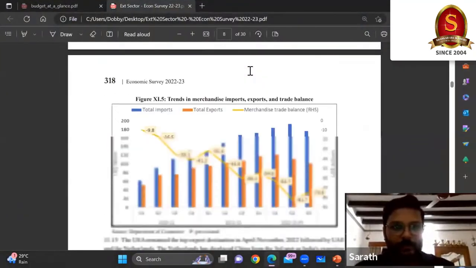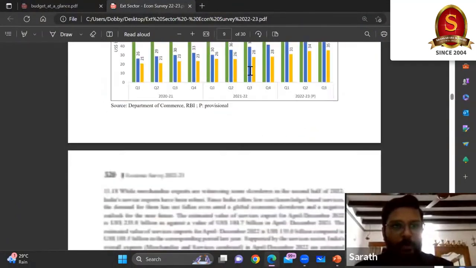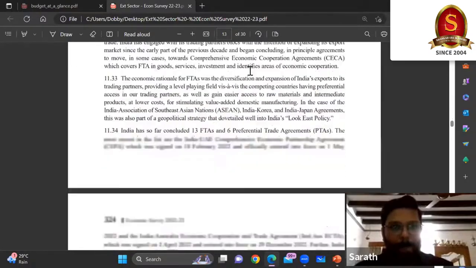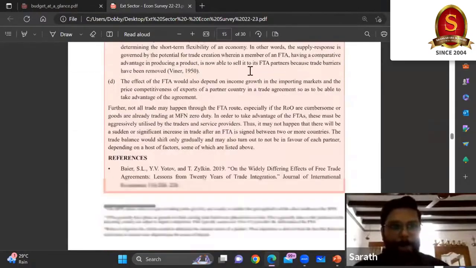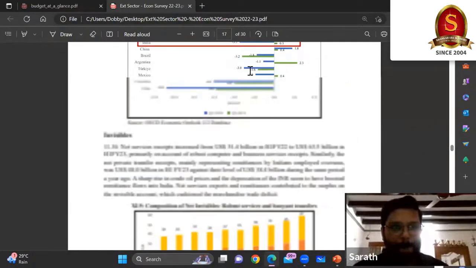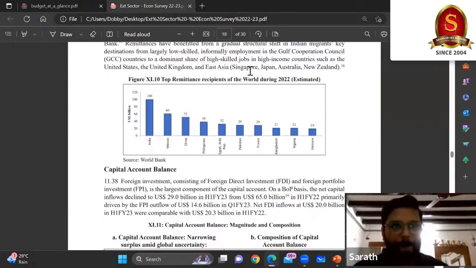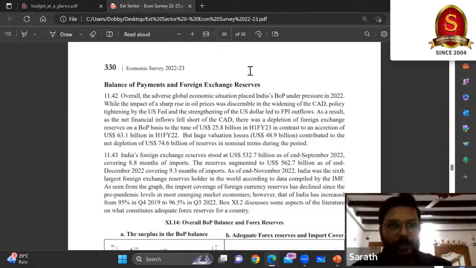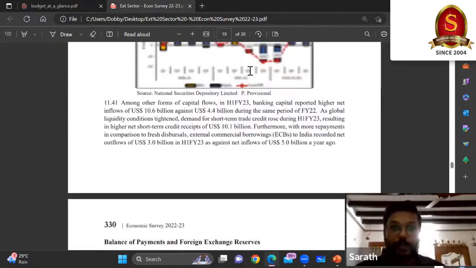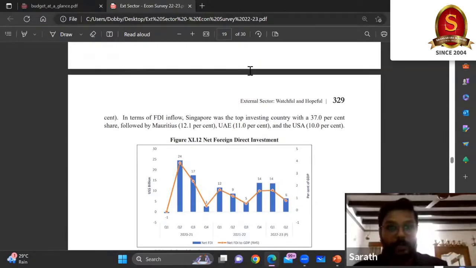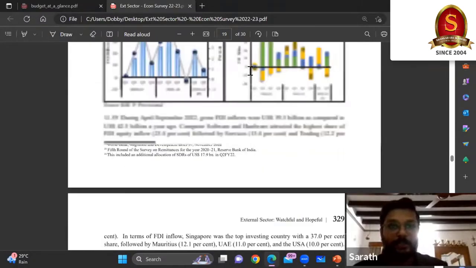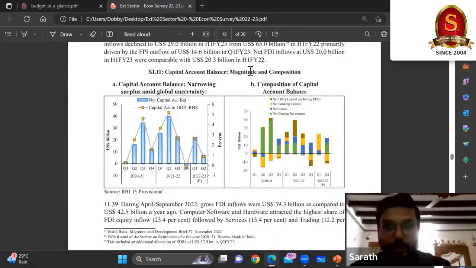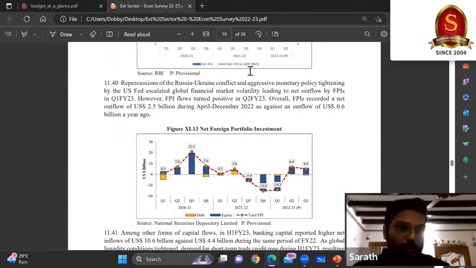Same external sector chapter, Economic Survey. We'll go to debt. Capital account is where we have debt. So we have reached debt. Although I have picked debt, don't focus on debt alone. You have FDI, net FDI. Is it showing an increasing trend, decreasing trend? You have capital account balance. You have composition of capital account. What is the direction? All those are observations that you can make.